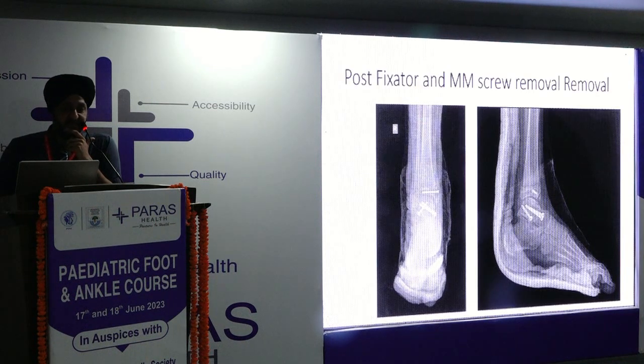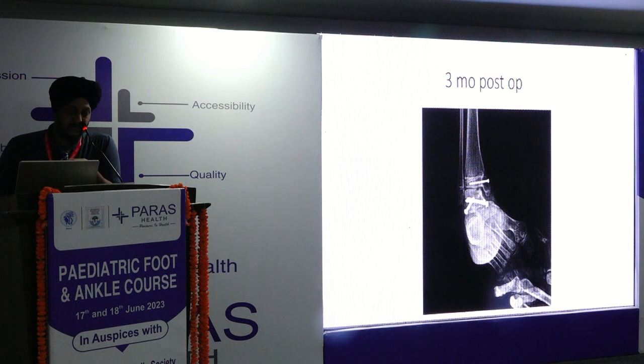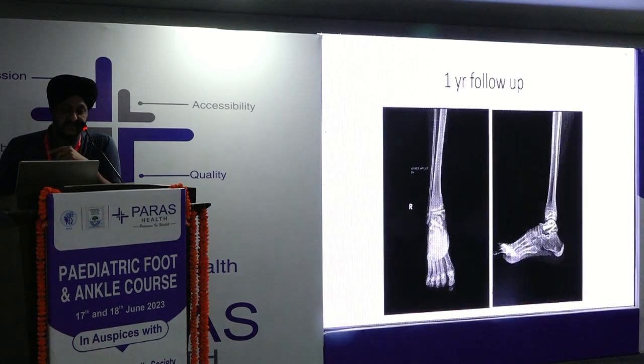At near about 6 weeks, I took out the medial malleolus screw also. I mean, it was with the fixator, that is near about 4 weeks, I took both of them out together in the OT. So this is roughly 6 weeks post-op. That is only one image I have at 3 months, and that is at 1 year follow-up.